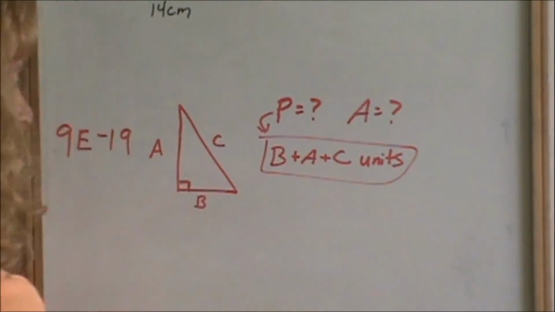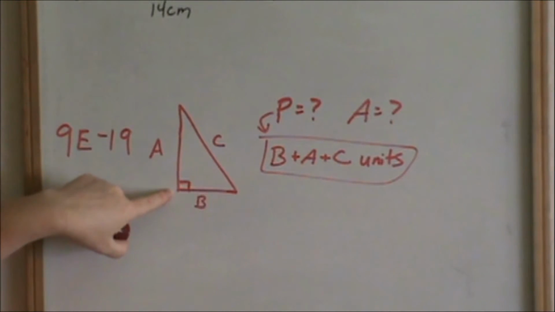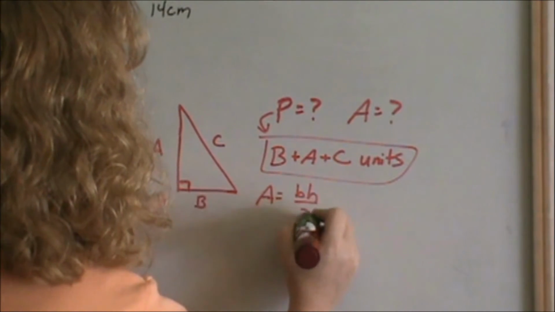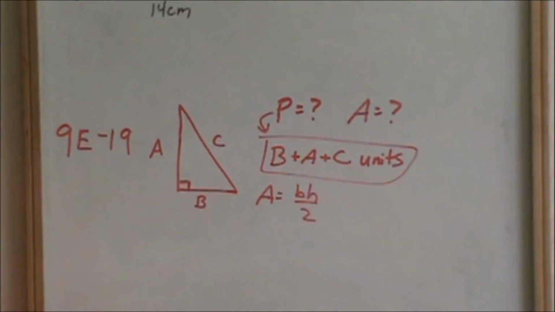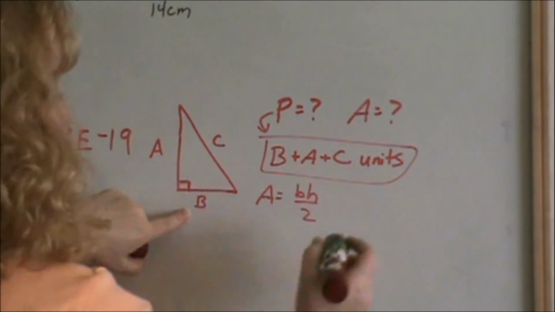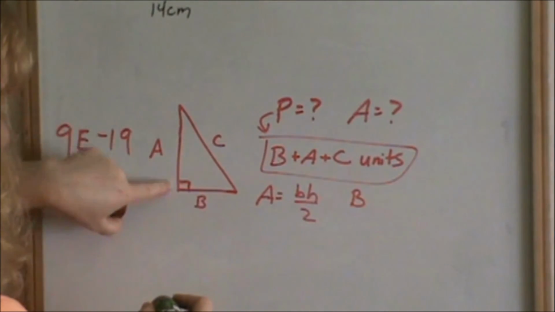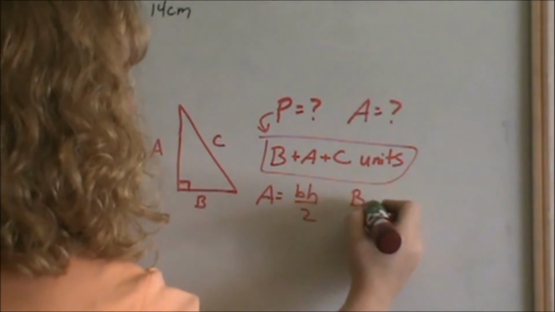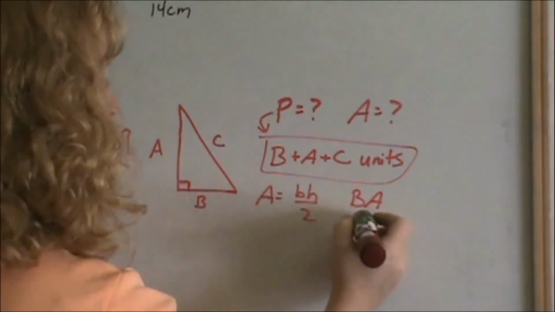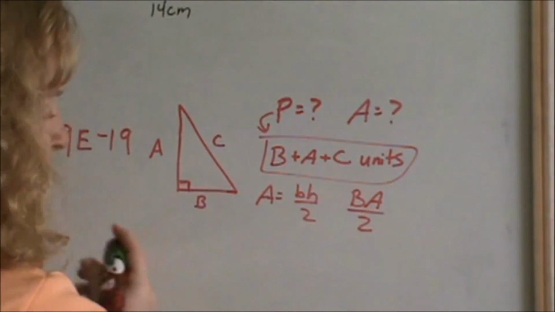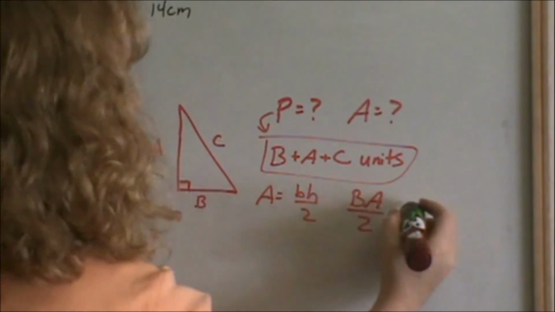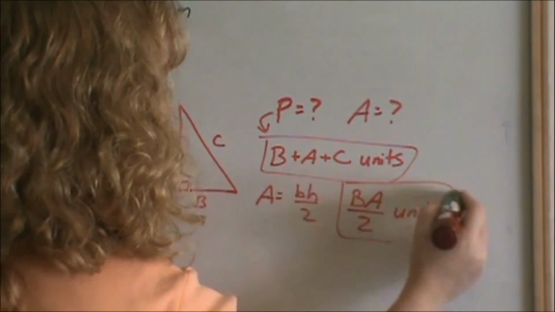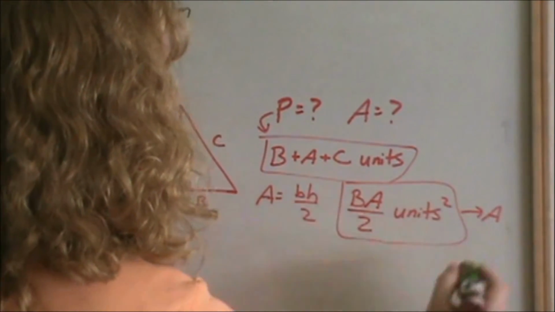That is your perimeter. If I'm finding the area, it's a triangle. The formula for the area of a triangle is base times height divided by 2, or 1/2 base times height. My base is B. My height, which is perpendicular to the base, is A. So this is base times height, so it's B times A, divided by 2. I cannot simplify it any more than that. And area is always square units, so you can just write it as that. So this would be the area for that triangle.